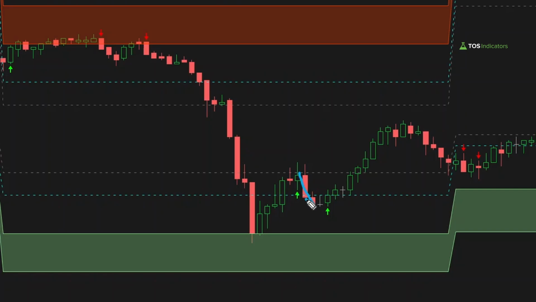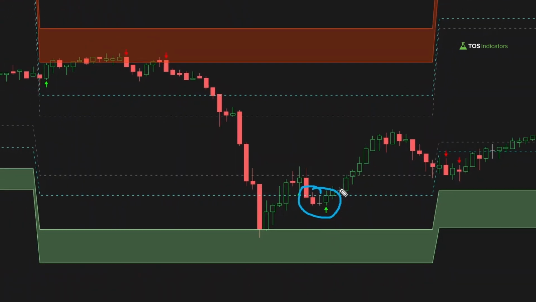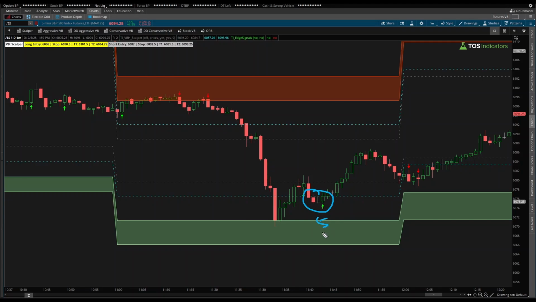So in this little pullback right here, that was the entry point inside of the S&P 500. And you had a decent amount of time to get the entry, about 5-ish minutes or so. So the S&P wasn't a quick touch and go. It gave you plenty of time to actually build your position up.